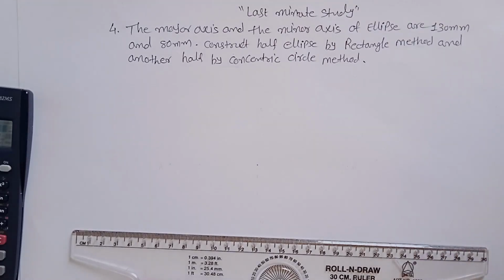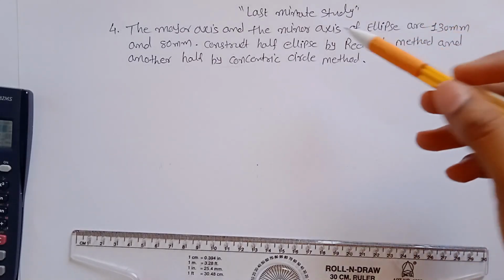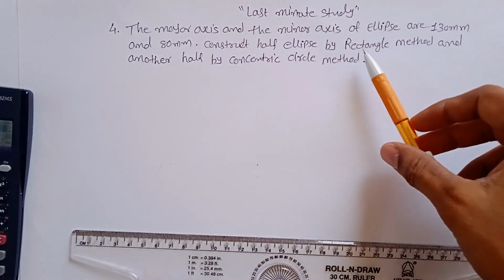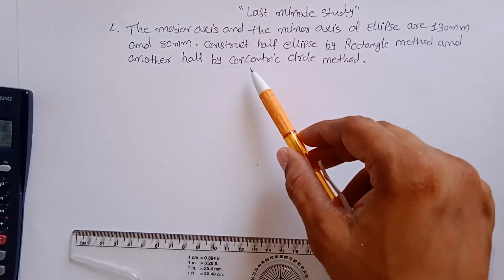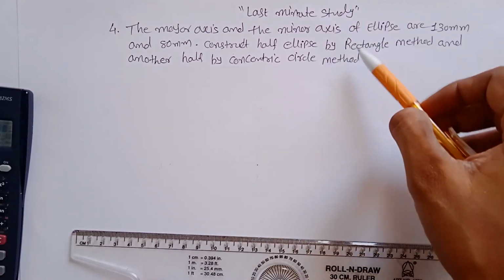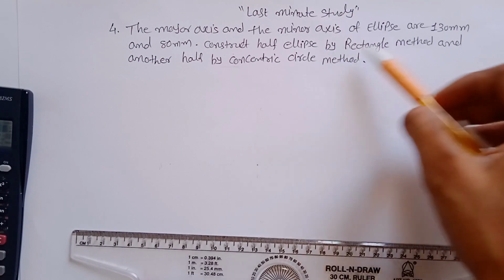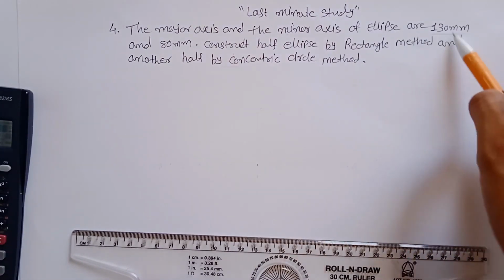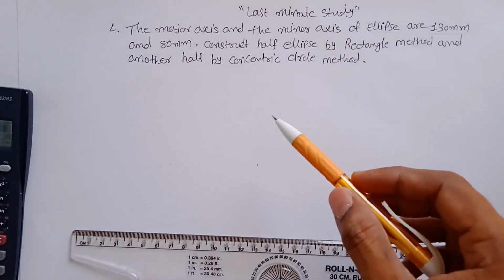Problem number 4 from the engineering course sheet, in which you have to construct an ellipse by using two different methods. First is the rectangle method and second one is the concentric circle method. In both methods, the major axis and minor axis are common, which are given to you as 130 mm as a major axis and 80 mm as a minor axis.